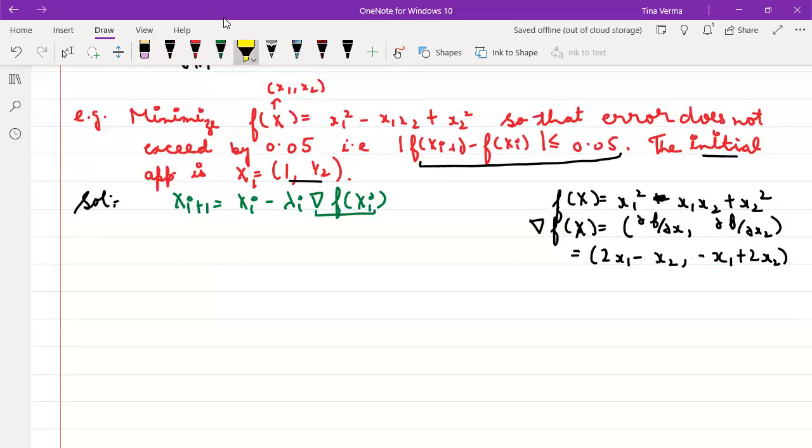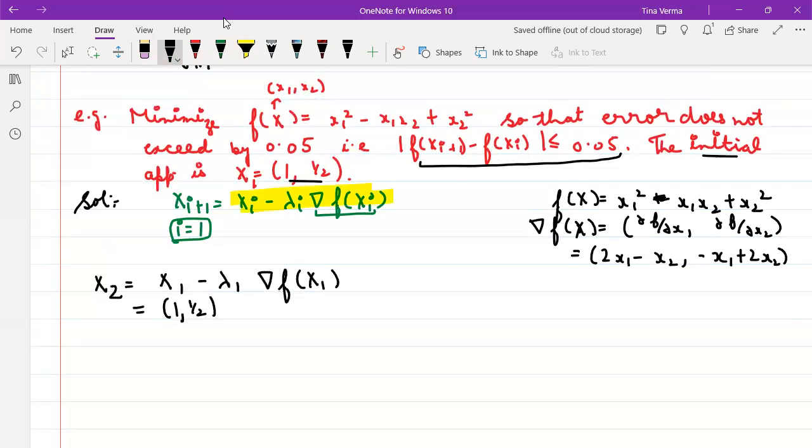Now, as per the formula, we have xi plus 1 is equal to xi minus lambda into gradient of f of xi. And if we start from i is equal to 1, we will calculate x2, that will be x1 minus lambda 1 into the gradient at f of x1. That means my x1 point is 1 comma half minus lambda 1, and the gradient of f of x, you will substitute the point: x1 is 1, minus half, and here it is minus 1 plus 2 into half.